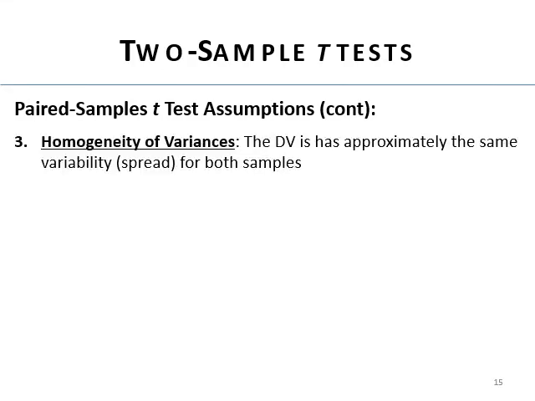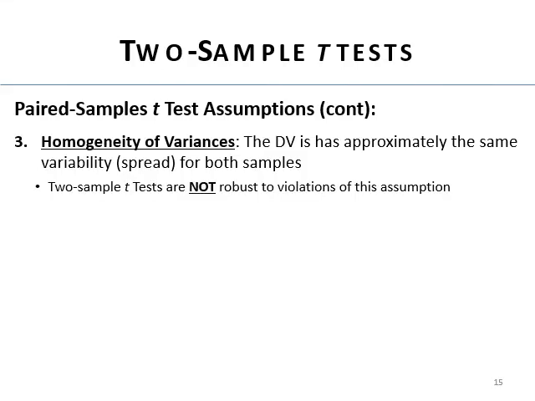So finally, the third assumption is, again, homogeneity of variances. That is that the DV has approximately the same variability for both samples. That is, the life satisfaction scores have about the same spread pre as they did post. That's the assumption. That's homogeneity.